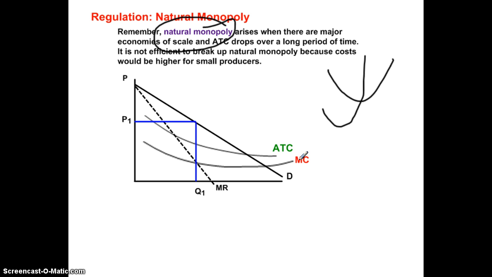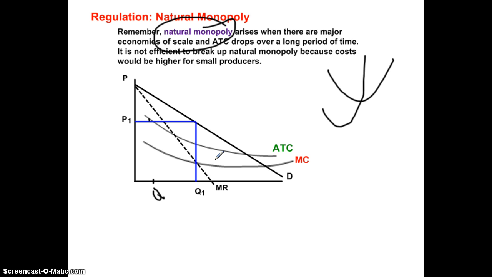And that's why they're called a natural monopoly. And we don't want to break up a natural monopoly, because if we had lots and lots of small producers, if they're only producing, say, this much, their average total cost would be way up here. So there wouldn't really be much of a savings to consumers, because the firms would have to charge more than P1 just to break even.